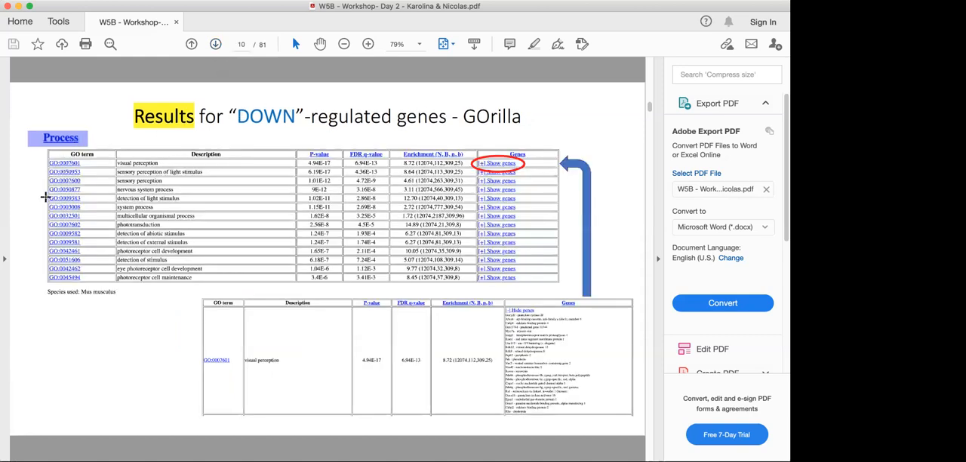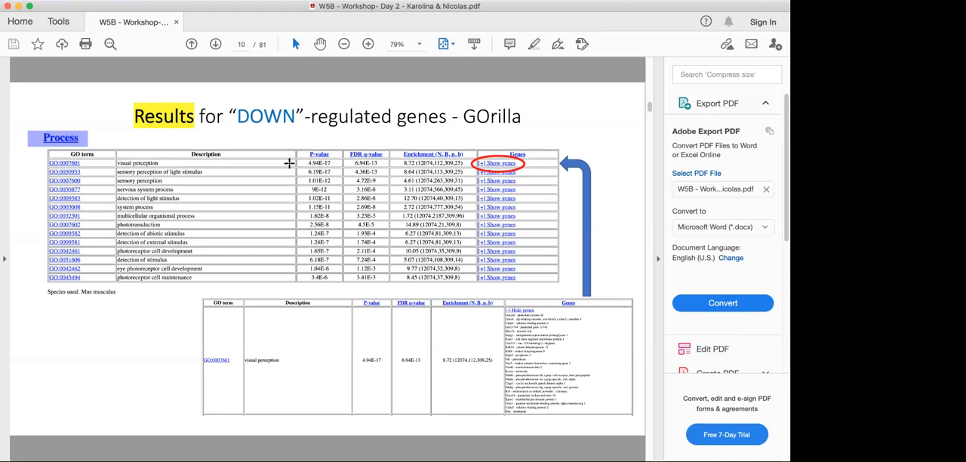And also it gives you this table with the GO terms, gene ontology terms. And you see how nice the results are. Visual perception, sensory perception of the light stimulus, sensory perception, nervous system process, detection of light stimulus, everything that is very important for our analysis, for our condition, which is development of the photoreceptors.